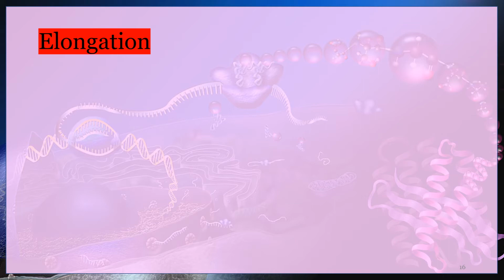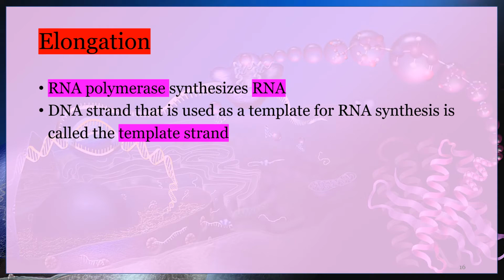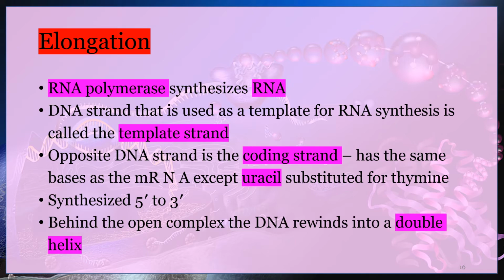Elongation. This is where RNA polymerase synthesizes RNA. The DNA strand that is used as the template for RNA synthesis is called the template strand. The opposite DNA strand is the coding strand. It has the same bases as the messenger RNA, except uracil is substituted for thymine. RNA is synthesized from 5' to 3', and behind the open complex, the DNA rewinds into a double helix.